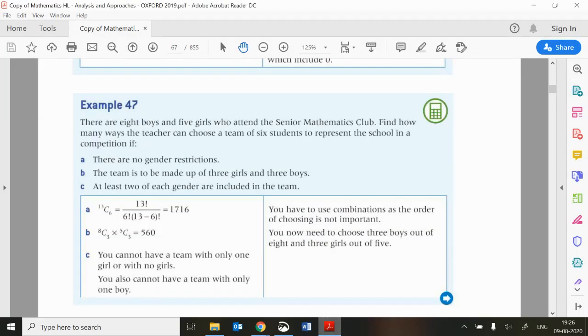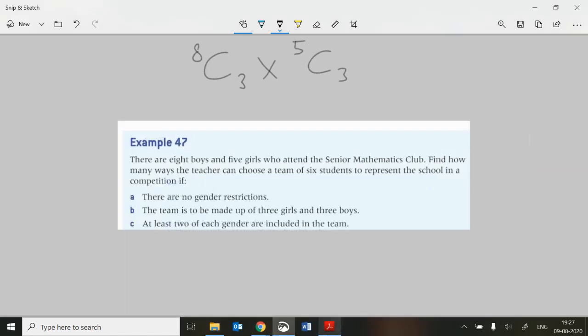Let's just check that one out. Yeah, we've got 8 choose 3 and 5 choose 3, so that's good. So part B is done. For part C, it says at least 2 of each gender are included in the team. This one is more involved, because with at least 2 of each gender, you could have 2 boys and 4 girls, 3 boys and 3 girls, or 4 boys and 2 girls. Those are the different things that can happen.